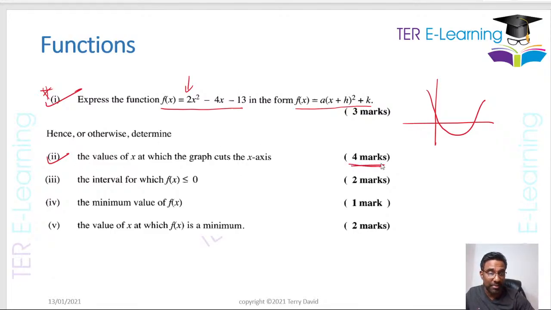And look how many marks, 4 marks. So this is my y-axis and this is my x-axis. So they want to know what is this value here and what is this value here. So that's plenty marks to work that out. So here is what we're going to do.